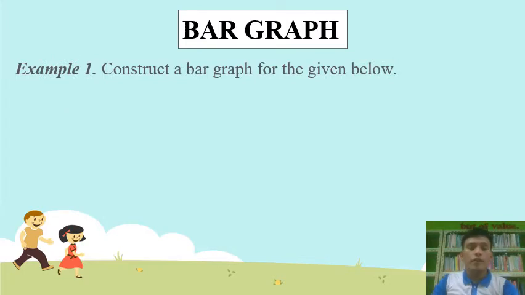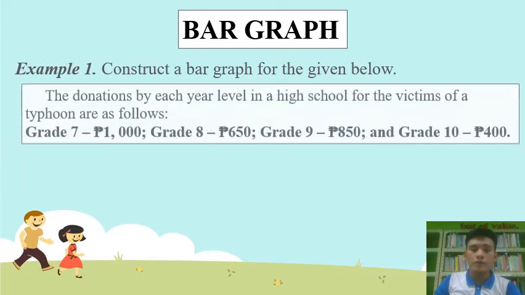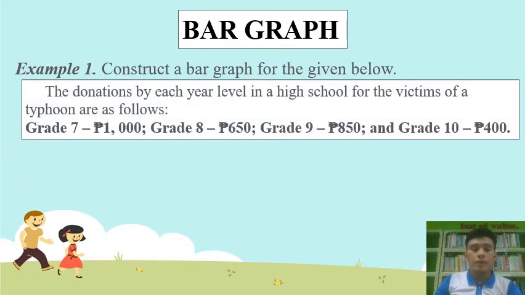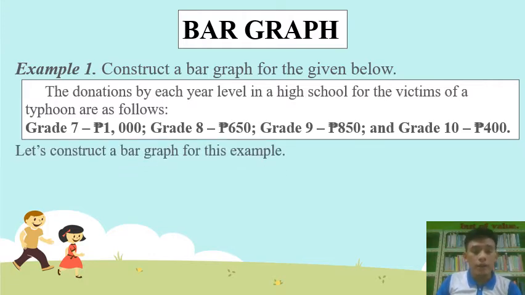Example number one. Construct a bar graph for the data given below. The donations by each year level in high school for the victims of typhoon are as follows. Grade 7 donated 1,000 pesos. Grade 8 donated 650 pesos. Grade 9 donated 850 pesos. Grade 10 donated 400 pesos. Let's construct a bar graph for this example.